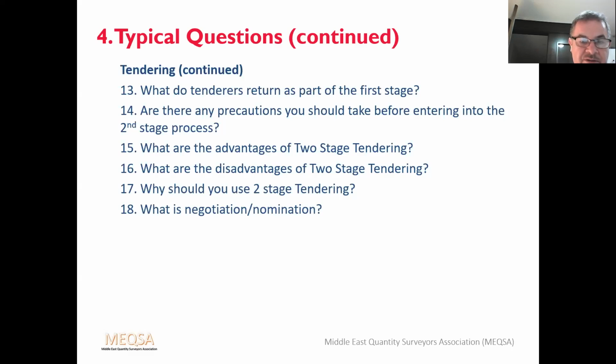So what is negotiation or nomination? This is where the client has got a preference for a particular firm and wants to enter into direct negotiation or to nominate them direct. So when might this be used? It may be used when the contractor has done satisfactory work for the client in the past. He wants to use them again. He wants to give them opportunity.